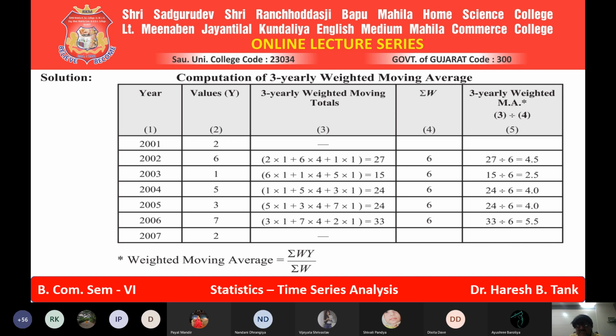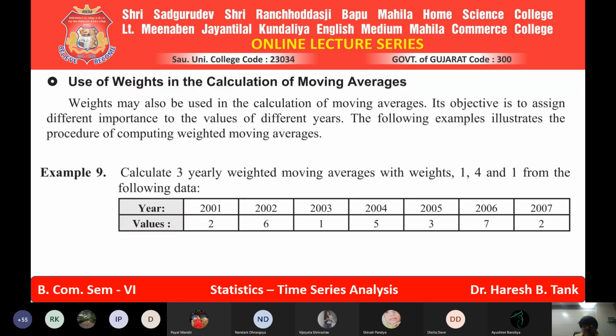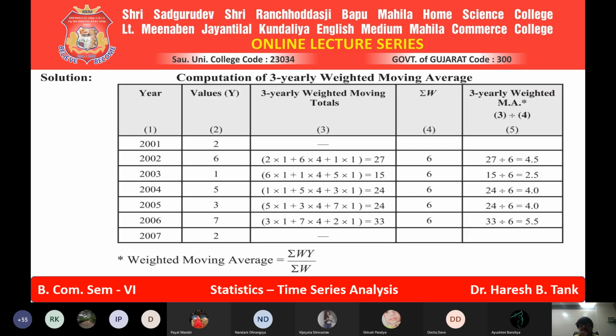Now, since it is 3-yearly, naturally we have to make a bunch of 3. While making a bunch of 3 values, which are the values to be incorporated? It is 2, 6 and 1. Now it was given that the weights are 1, 4 and 1. So for the first year the weight should be 1, for the second year the weight should be 4 and the third year the weight should be 1 again. Okay, now let us apply it.